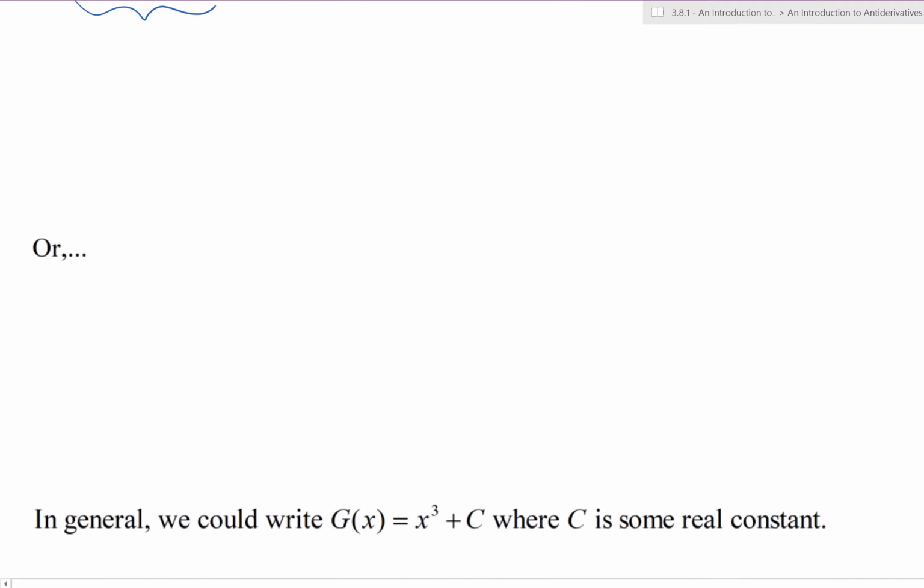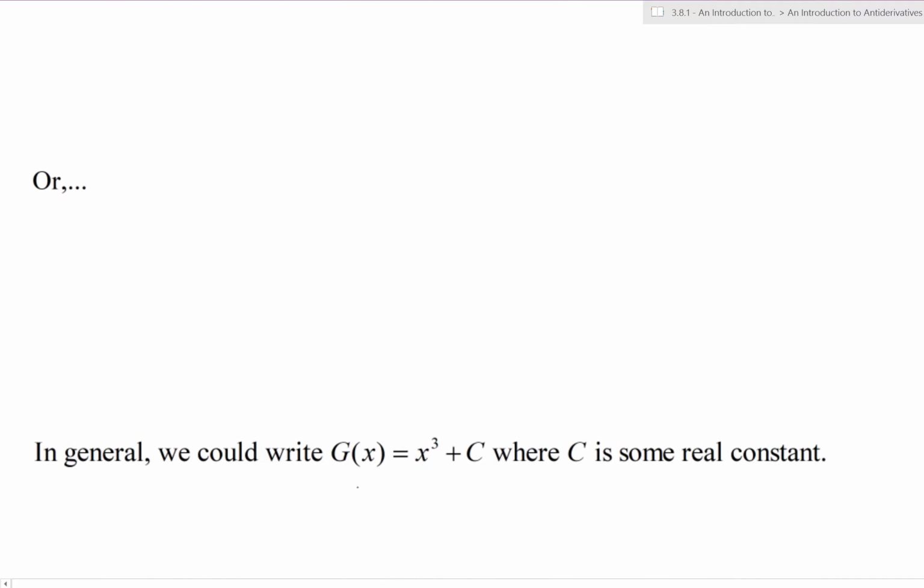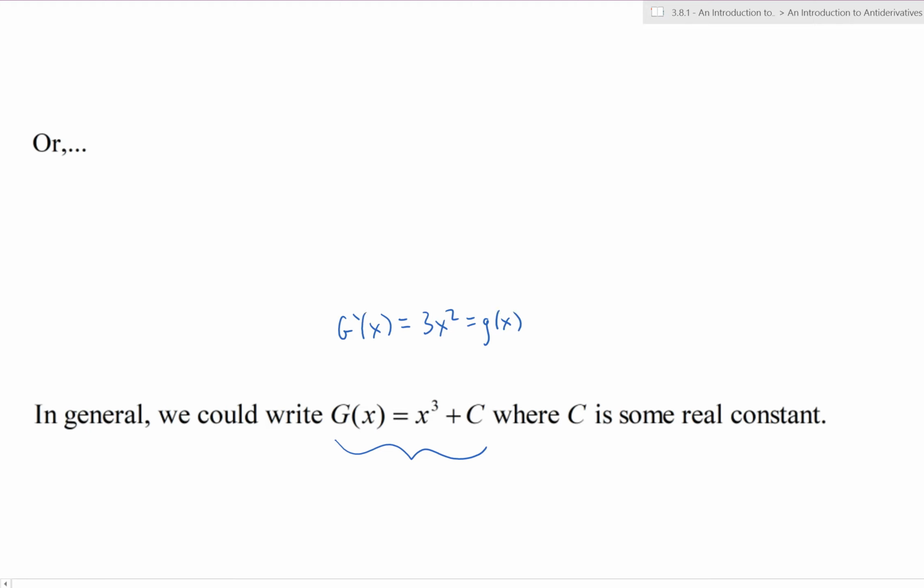Or in general, we could come up with big G of x is x cubed plus some constant c, where c is just some real constant. And that is, if I differentiate big G here with respect to x, so g prime of x, I'm always going to get 3x squared, which is little g of x. So this is bringing us to the idea of an antiderivative. It's the motivation.